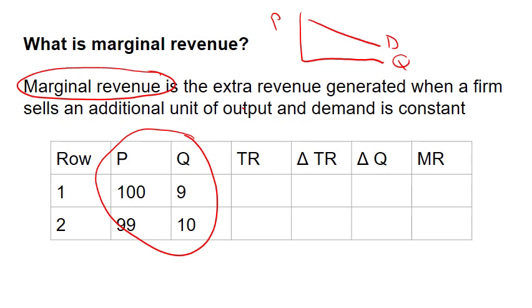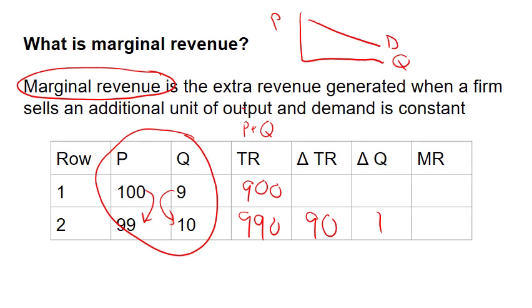So in this situation, when quantity goes from 9 to 10, price has got to go down from 100 to 99. We can find total revenue pretty easily. Price times quantity will give me total revenue. 9 times 100 is 900. 99 times 10 is 990. This means the change in total revenue is 90. Total revenue went up by $90.